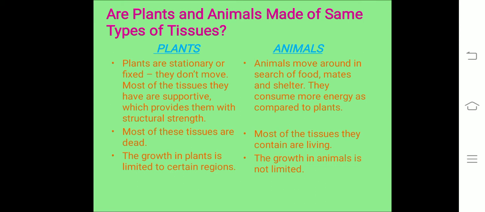The growth in plants is limited to certain regions, while this is not so in case of animals. There are some tissues in plants that divide throughout their life. These tissues are localized in certain regions only where the growth takes place. Based on the dividing capacity of the tissues, various plant tissues can be classified as growing or meristematic tissue and permanent tissue, which we will discuss later on.